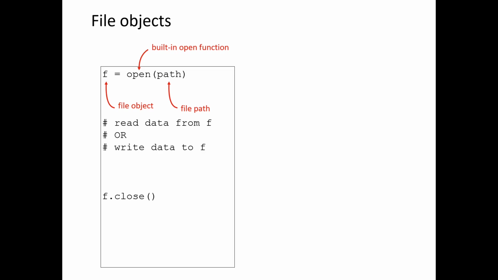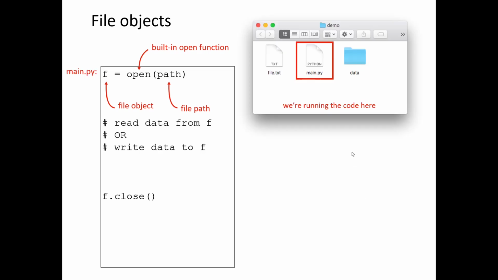This function takes the file path, and that somehow tells us where the file we want to open is. That parameter is going to be a string, and this open function is going to return a value. That value is the file object. So we're running the code here in main.py. This is in the demo directory. So if we want to open the file.txt, this one right here, there it is.